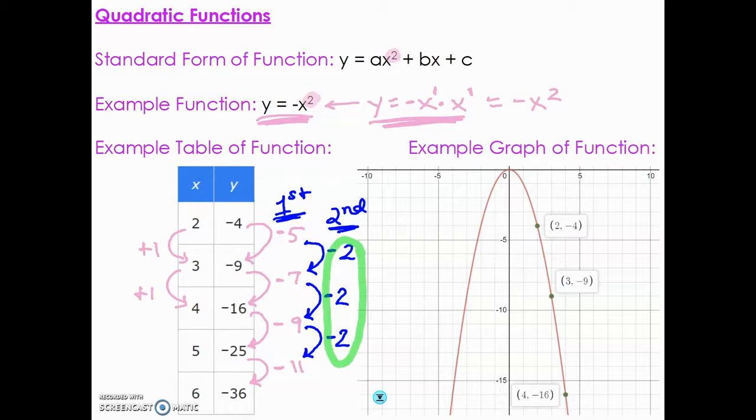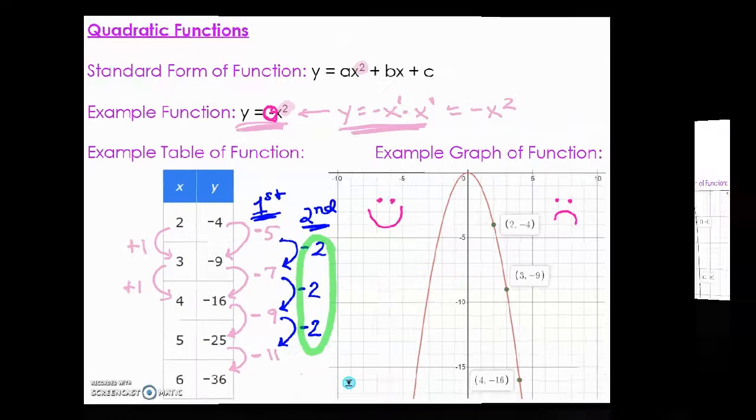In our graph, super easy. If I was given this graph, we would know it's a parabola, a U shape. Remember, we can do smiley face down in this case because it was a -x. Or you could also have the smiley face up. Our parabola up or down would signify that it's a quadratic function.